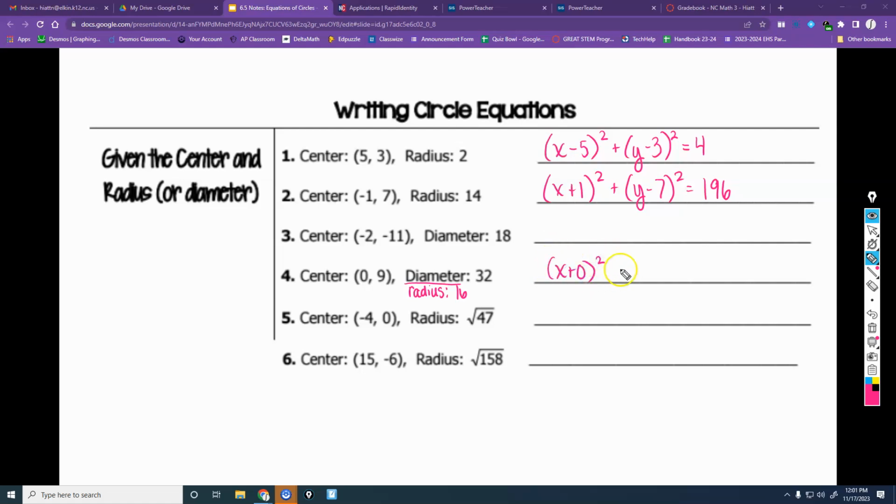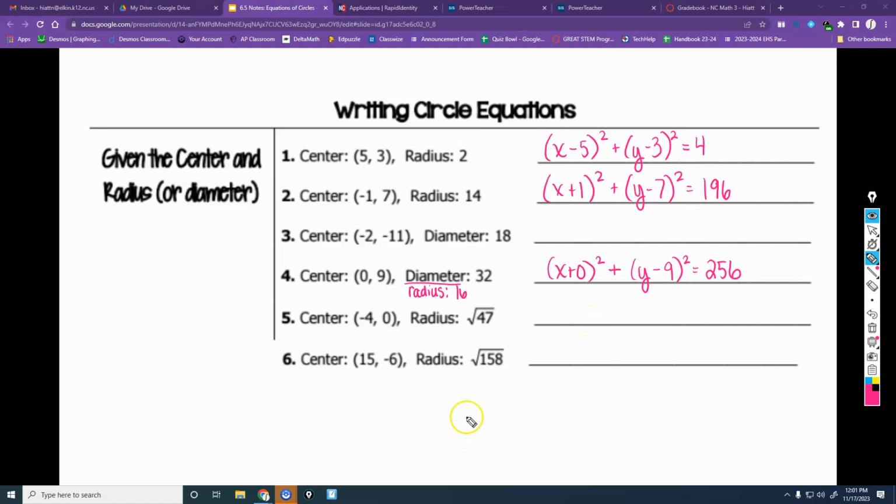Then y plus 9 squared. I'll let you get away with that plus 0 on the first one because it doesn't matter, right? Whether you do plus or minus with a 0. But it's got to be the opposite sign. So 9 squared, 256, which is 16 squared. Good.